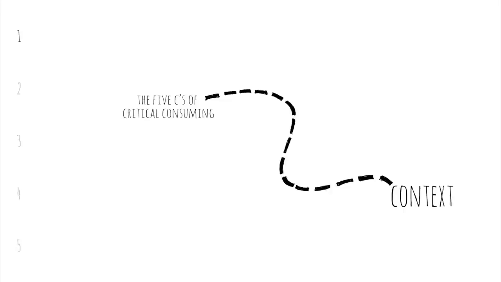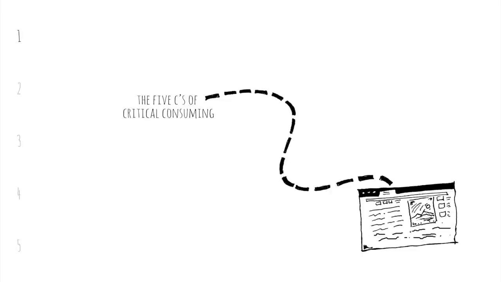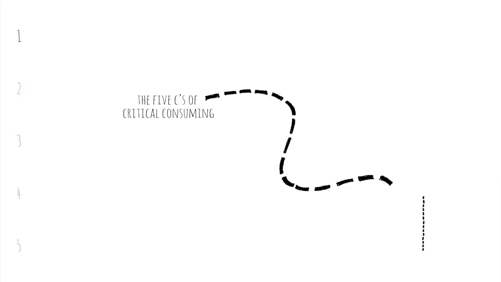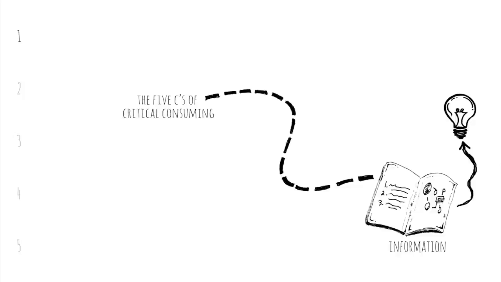Number 1, context. Look at the context of the article. When was it written? Where does it come from? Have the events changed since then? Is there any new information that could change your perspective?